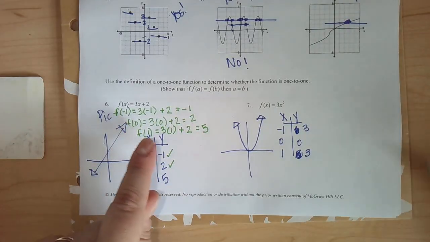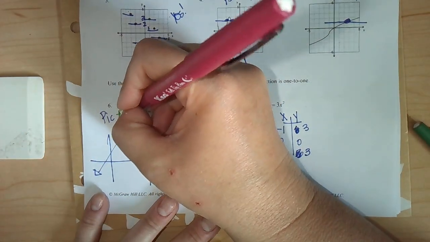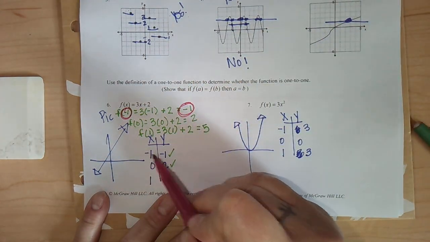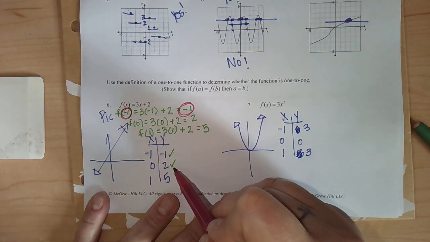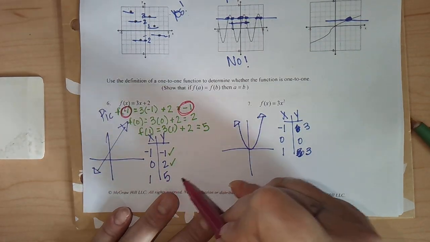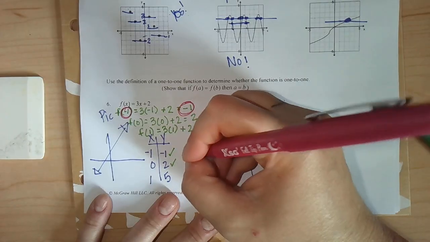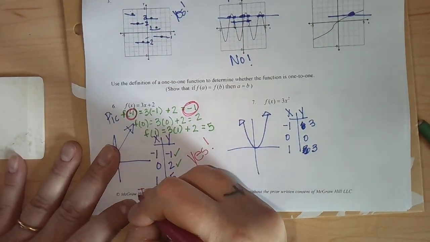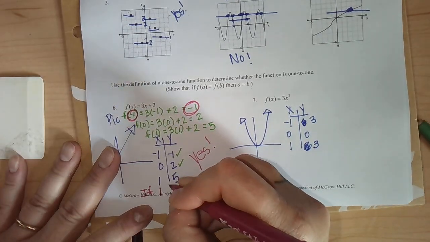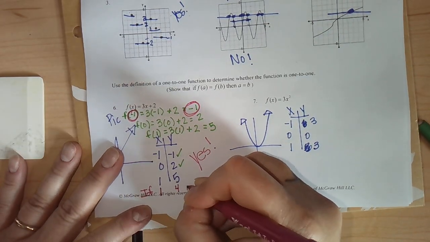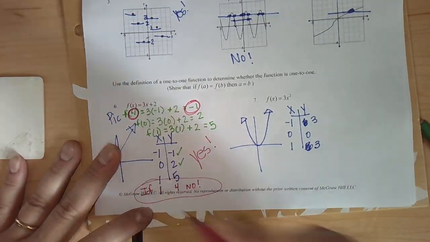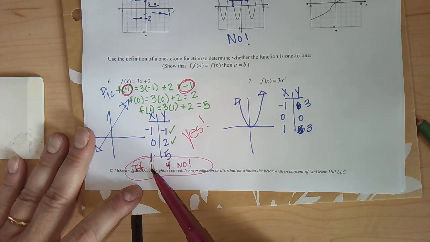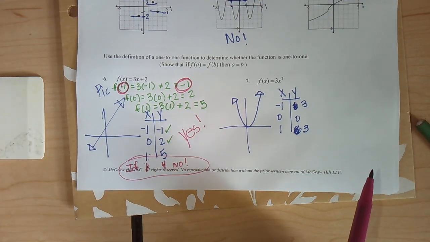And now you can see that for every x value, for negative 1, there's only one y value. For 0, it's only matched with a 2. For 1, it's only matched with a 5. So yes, it is 1-to-1. If I had gotten, maybe, 1 and 4, then it would have said no. If I had gotten 2 different y values for the same x value, it would not be a 1-to-1 function.